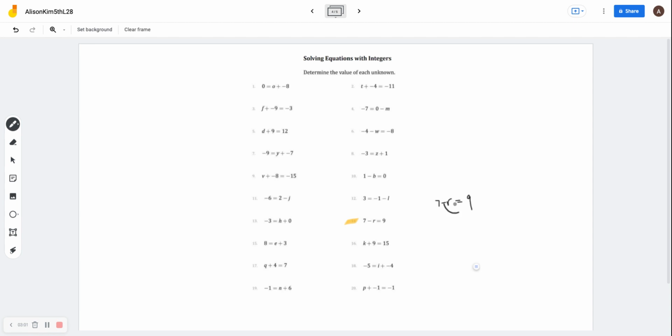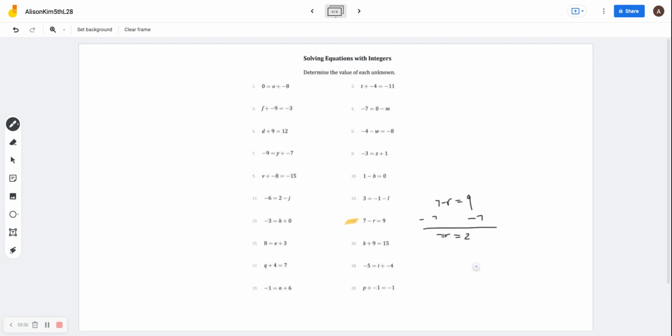Once again, we want r alone, right? In order to get r alone, we can subtract 7 from the other side. So let's do that. So let's subtract 7, subtract 7. 7 minus 7 will just give us 0. So the left side will give us just negative r equals 9 minus 7, which is just 2, right? Now, we have negative r equals 2.